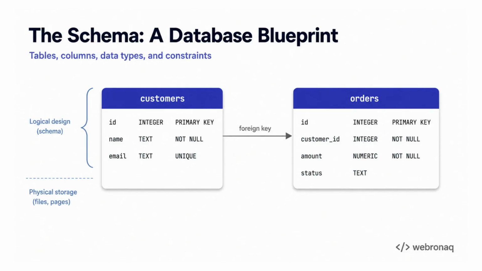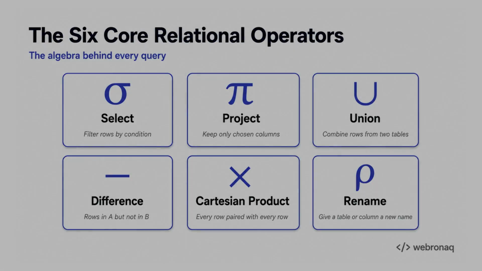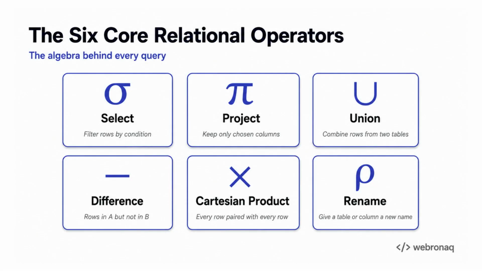The key distinction to lock in is this. The schema is a logical design, the abstract structure of your data. Physical storage, how that structure actually lives on disk as files and pages, is a separate concern entirely. The schema is the contract every query must respect. Now let's meet the 6 core relational operators. These come from relational algebra, the mathematical foundation that every SQL engine, including PostgreSQL, is built on.